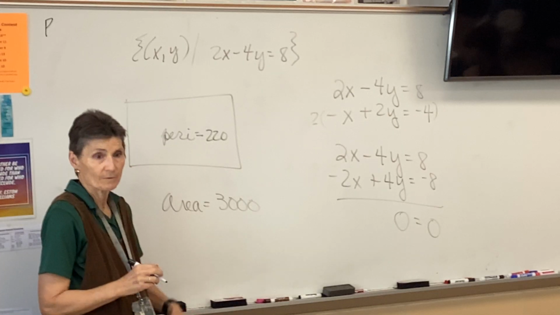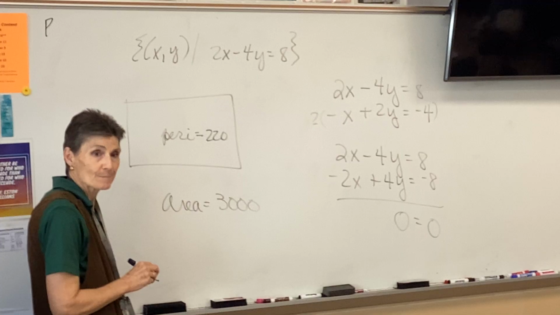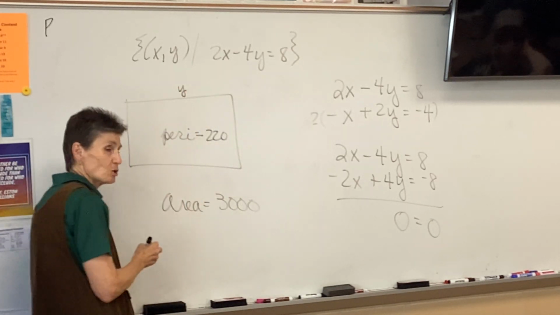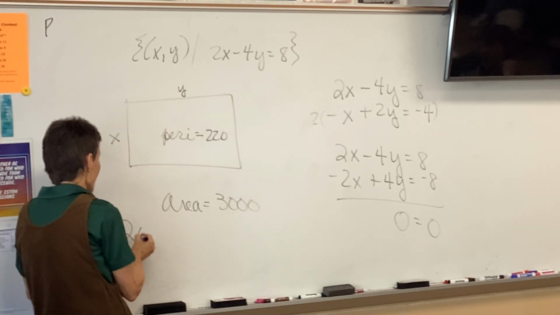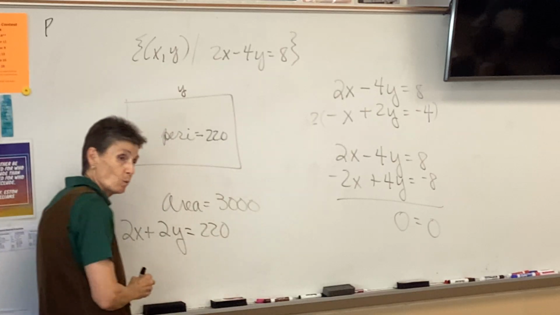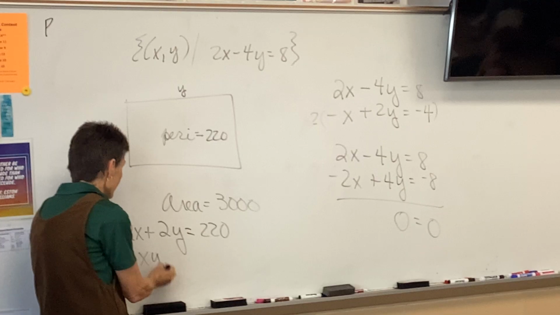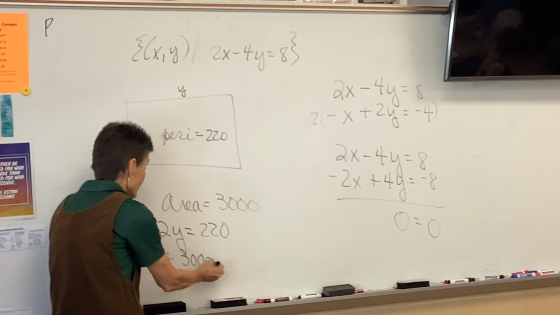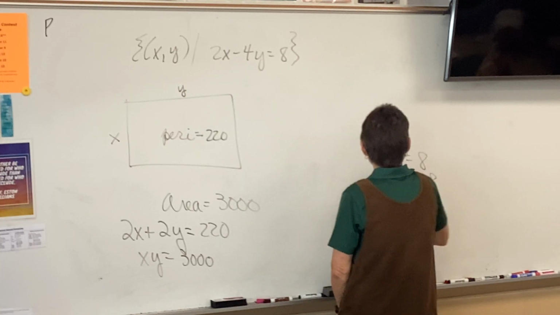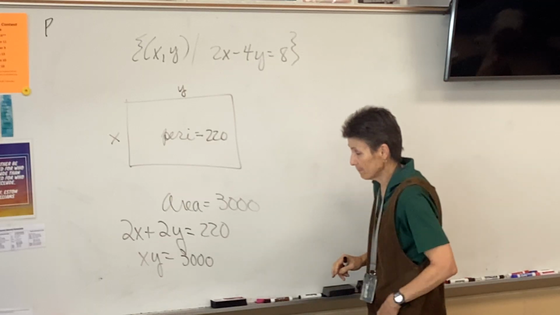We've got to get started on this. What did you do? I made two equations. I did 2x plus 2y. Okay, so you called one dimension x and one dimension y. So 2x plus 2y was 220. And then I did x times y equals 3,000. That makes perfectly good sense to me. And then you have a little system of equations. So what did you do then?